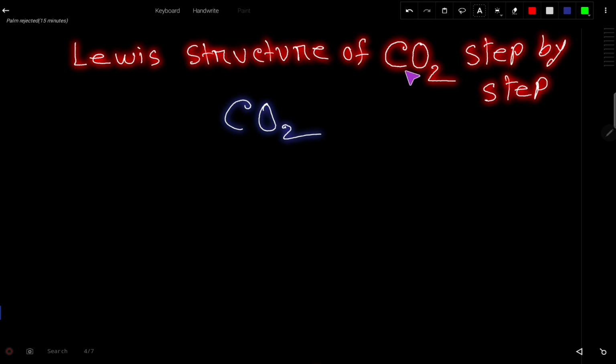Lewis structure of CO2 molecule step by step, or Lewis structure with correct geometry of CO2, right? So let us show you the Lewis structure of CO2 molecule step by step. At first we have to find out the valence electron for CO2.